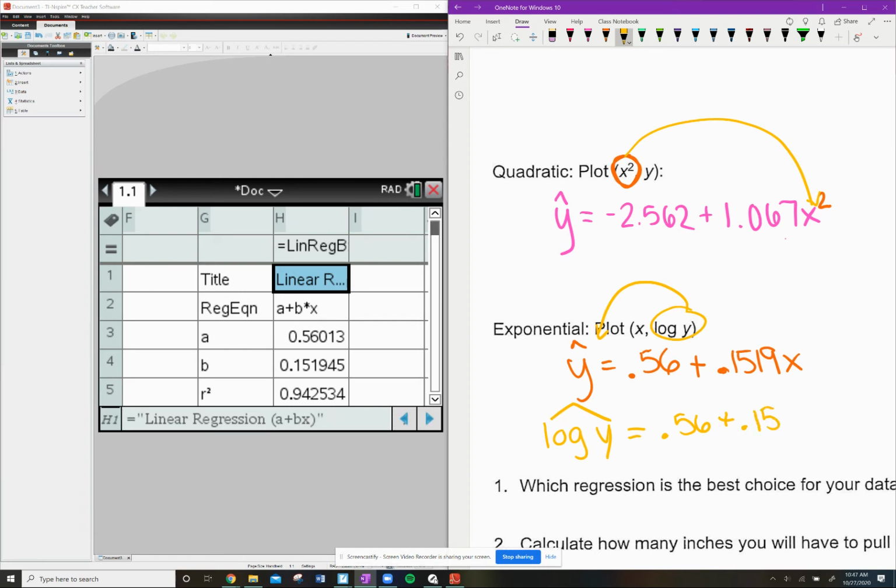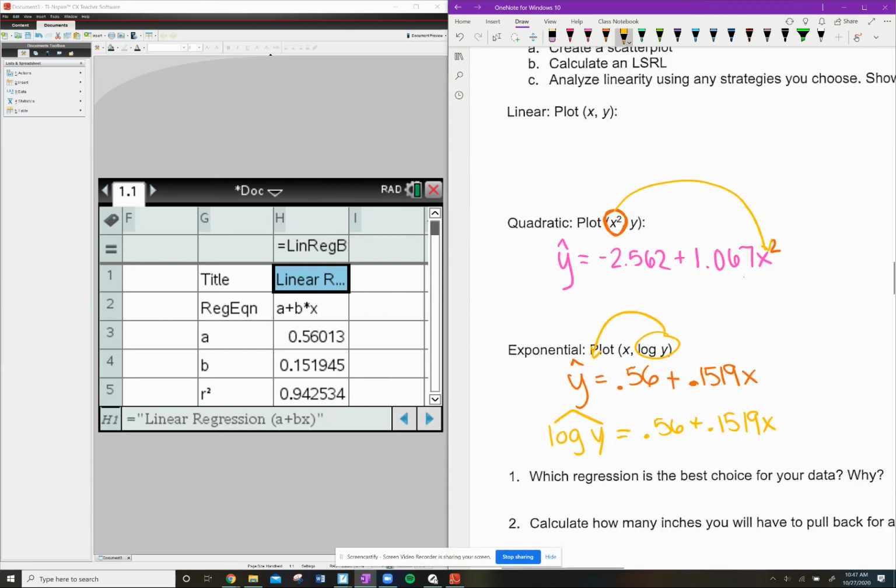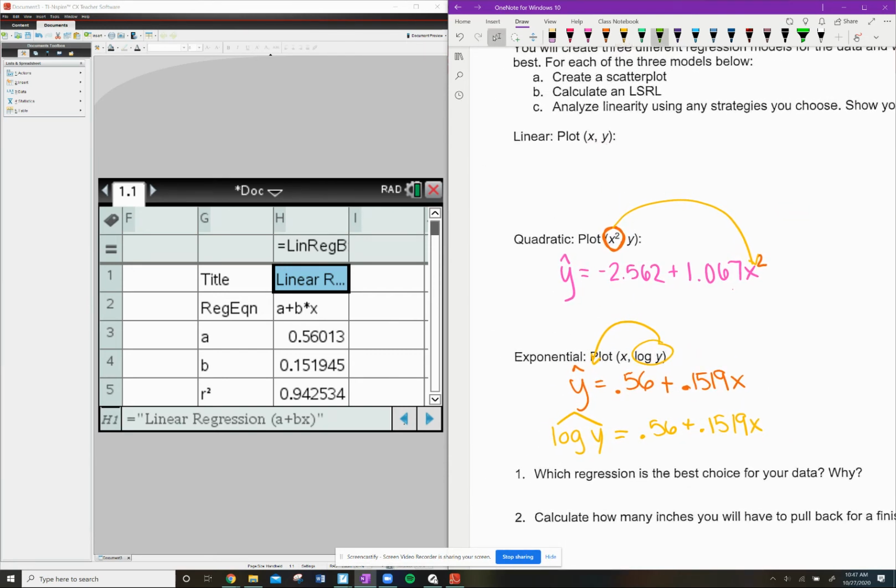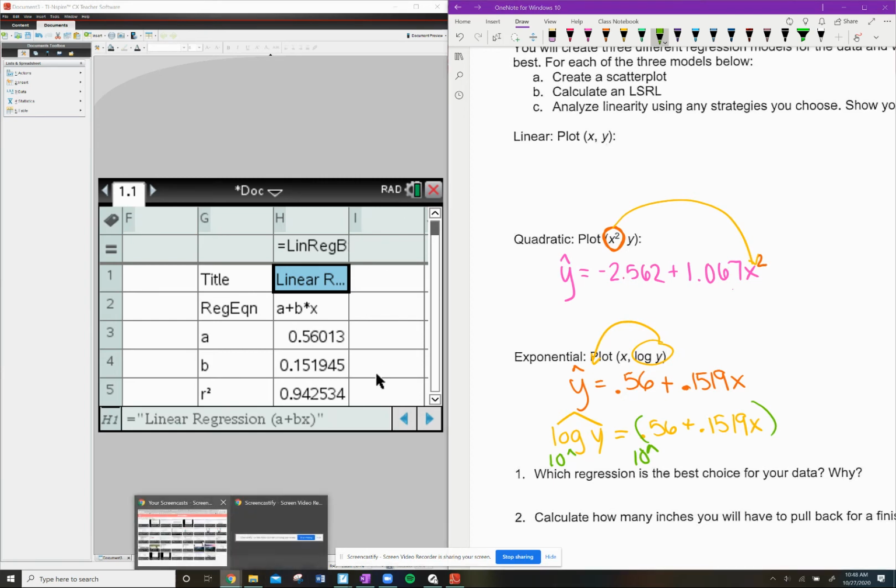And when you go to decide which equation is best, you have to make this into a Y equals equation. So right now we're graphing log of Y. So remember the inverse, we'll have to do 10 to the power of, and you plug this all in as your exponent. So let me show you on a graph what this all looks like.